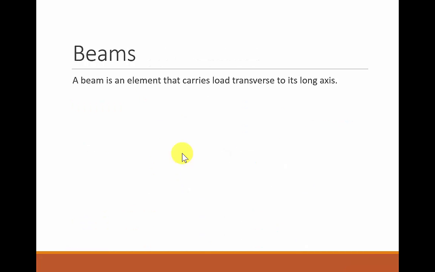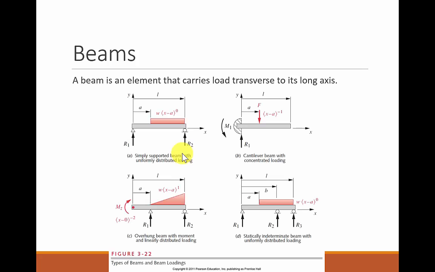We also need to talk about beams. In this class, the definition of a beam is going to be that a beam is an element that carries load that's transverse to its long axis. Okay, so here are the four classic examples of beams. Example number A is a simply supported beam. So you have two supports on either side, and what's drawn in the picture is a distributed load acting down transverse to the long axis. The long axis in this case is on the x-axis.